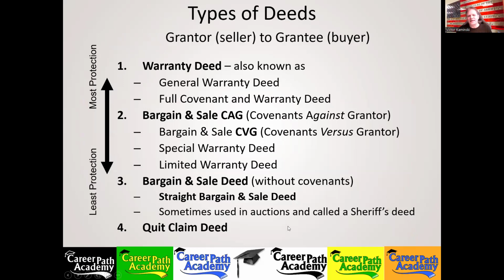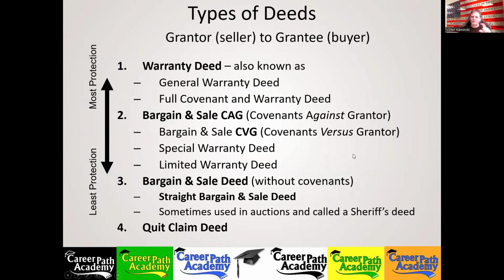So once again, I have a slide similar to that right here, but I also show you other names that these deeds go by. Like the warranty deed also goes by full covenant and warranty deed or general warranty deed. Then you have the bargain and sale CAG deed. That CAG stands for Covenants Against Grantor's Acts. Sometimes referred to as CVG, Covenants Versus Grantors.